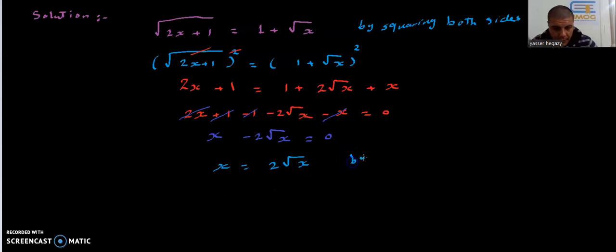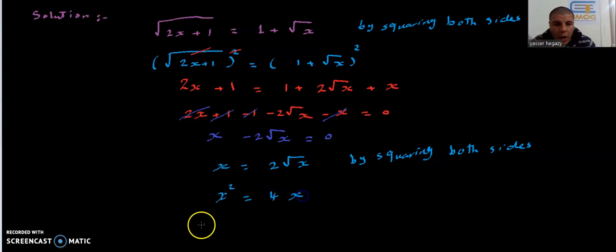So by squaring both sides. Why, Mr., do we square? As the square root of x I can't do it, so I'll cancel it using the square. So here it will be x to the power 2 is equal to 2 the square root of x to the power 2. It will be 4x only. Now it's easy for me to find the value of x by transposing 4x to the other side and factorizing.